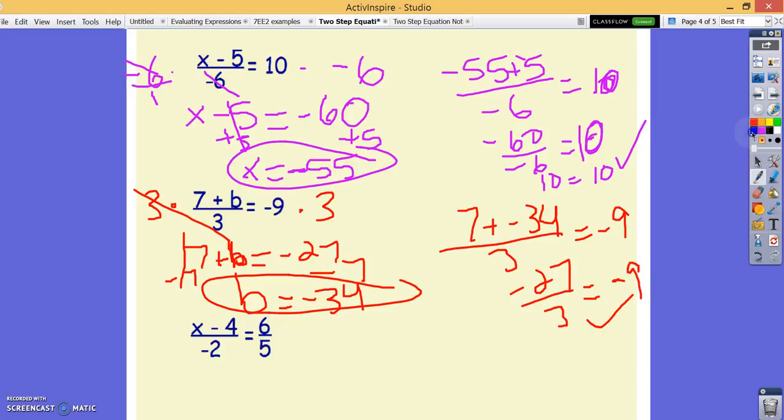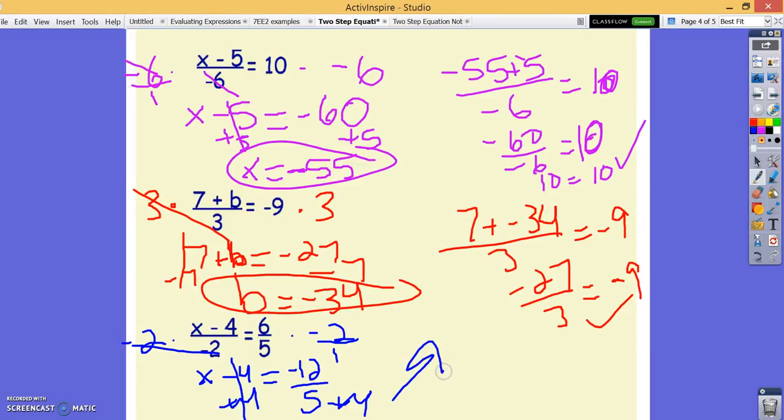And the very final problem on this page, the first step is to multiply both sides by -2. That will cancel this off over here. X minus 4 equals 6/5 times -2 over 1 is -12 over 5. And now I'm going to have to add 4 to both sides.